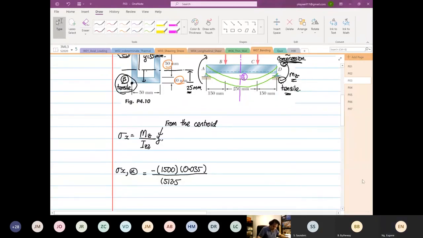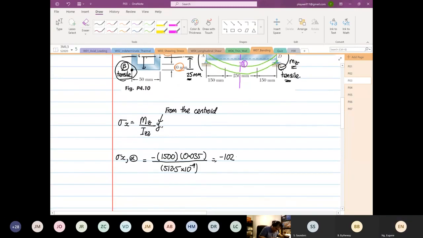So 512.5 times 10 to the power minus 9. So this will be equal to 1500 times 0.035 divided by 512.5 times 10 to the power minus 9. So it's equal to minus 102.439 times 10 to the power 6 Pascal.